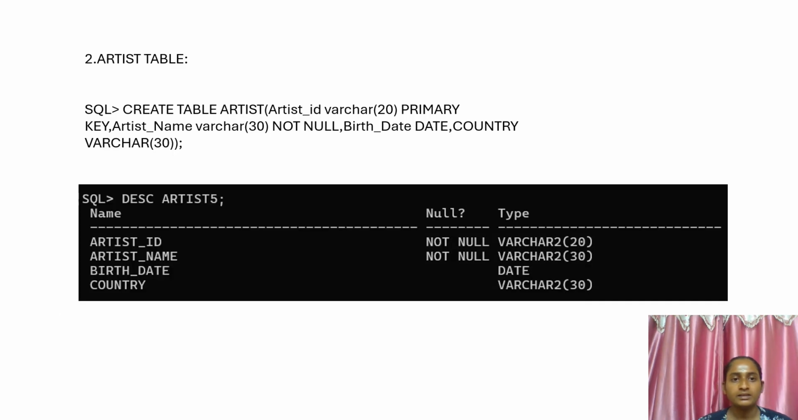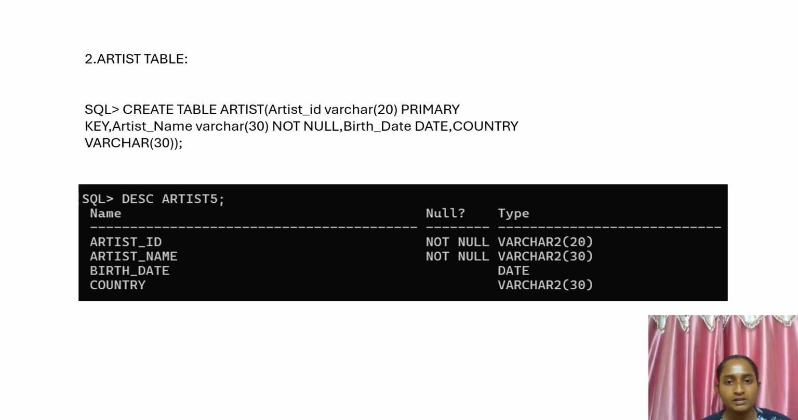Create the artist table. Create table artist: artist ID, artist name, birth date, country are the attributes. Varchar, date are the data types. And primary key, not null, null are the constraints. This is the table created.